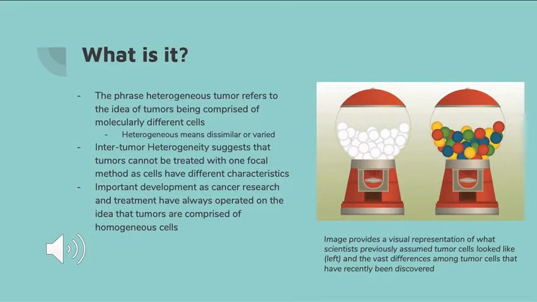cancer is treated. The gumball machine image is a visual depiction of what scientists believe tumor cells look like and what recent discoveries have proved to be true. The idea of a homogeneous tumor, represented by the machine on the left, is now considered a narrow-minded approach as it has been proven that tumor cells can behave in different ways than they appear.